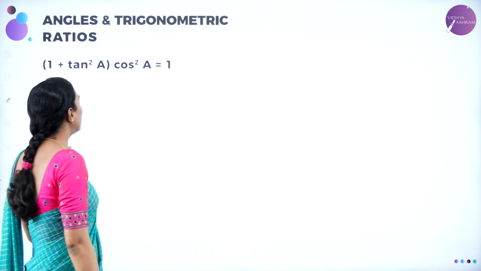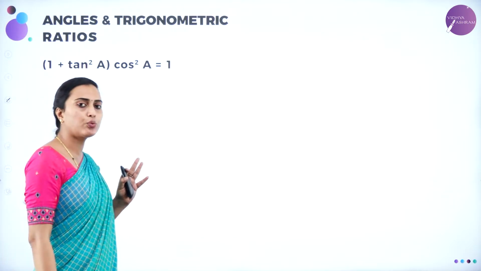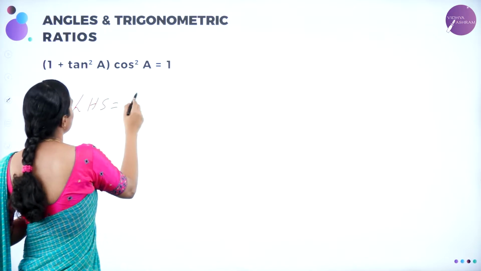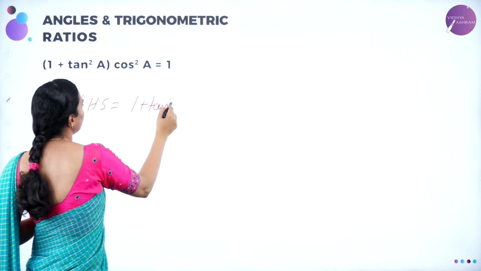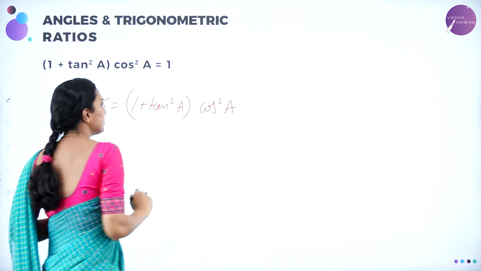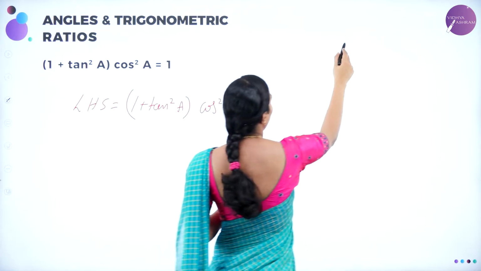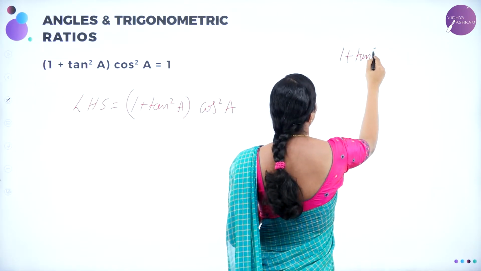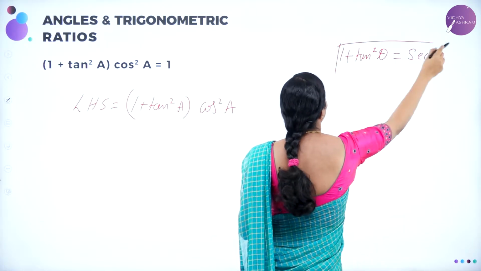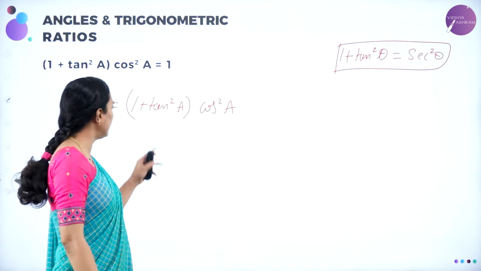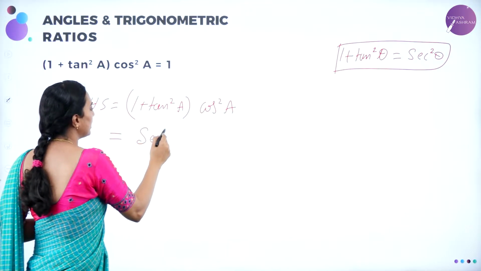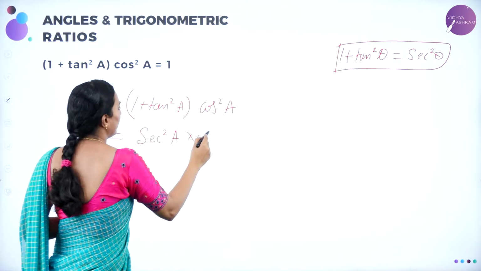What they asked was, prove that 1 plus tan squared A into cos squared A is equal to 1. Same like LHS, I am going to take it here, which is 1 plus tan squared A into cos squared A. Now dears, I am going to use again the identity. You know that 1 plus tan squared theta is nothing but secant squared theta, correct? So in place of theta you are having here A. Therefore I can write this as 1 plus tan squared A is secant squared A into cos squared A.